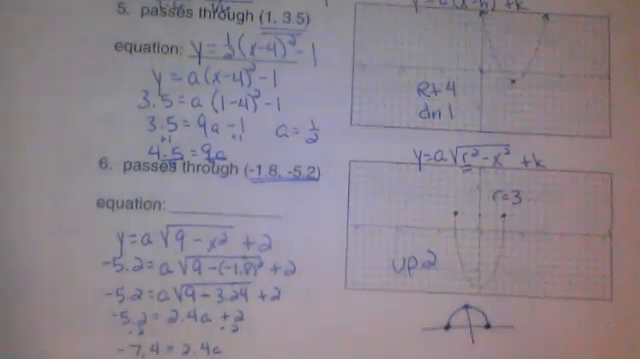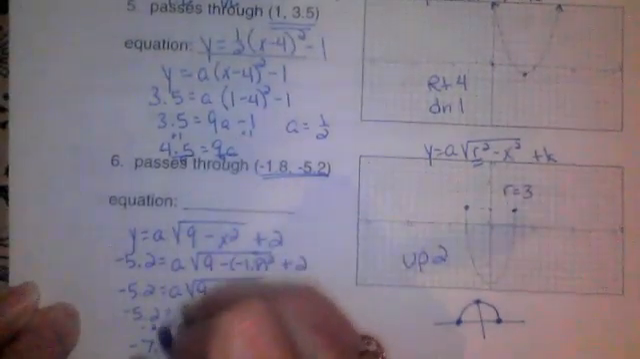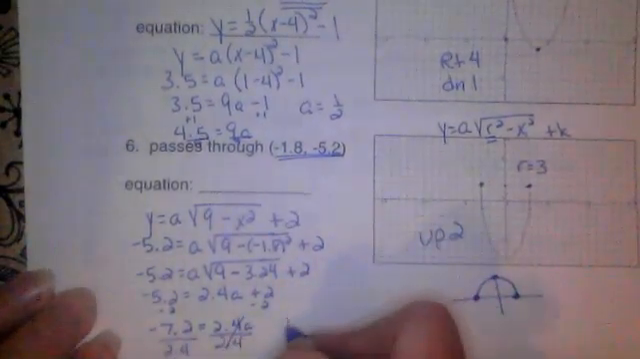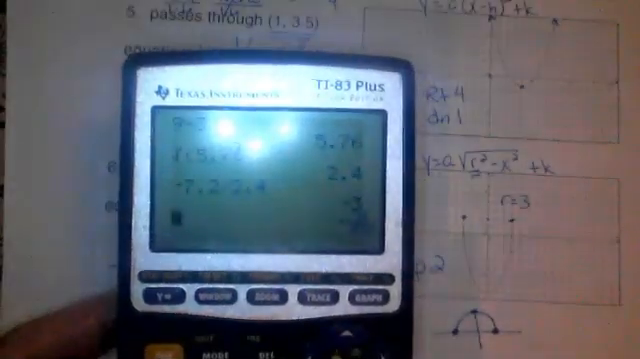So negative 5.2 equals 2.4a plus 2. Subtract the 2. So negative 7.4 equals 2.4a. Oh, there's another one. Negative 5.2 minus 2 is negative 7.2. All right, then divide by 2.4. Divide by 2.4. And a equals negative 7.2 divided by 2.4 is negative 3.